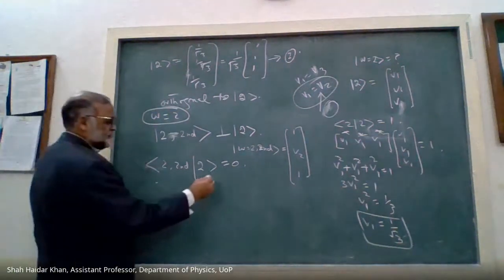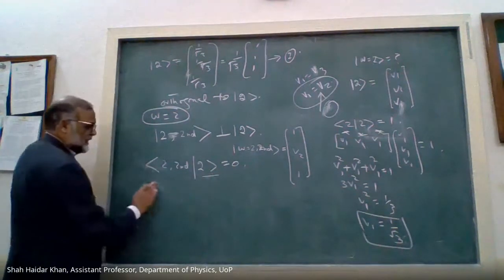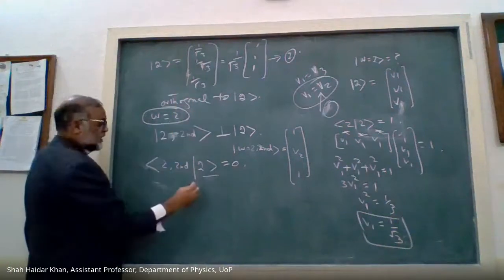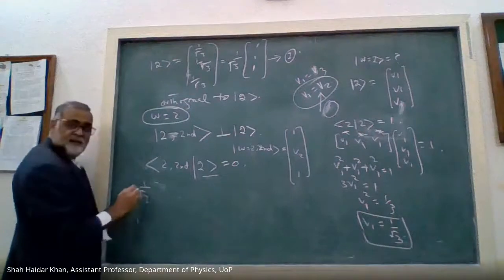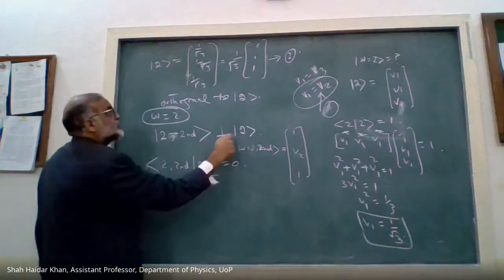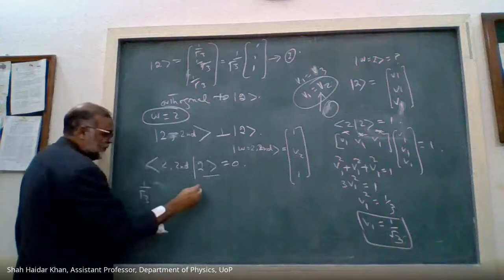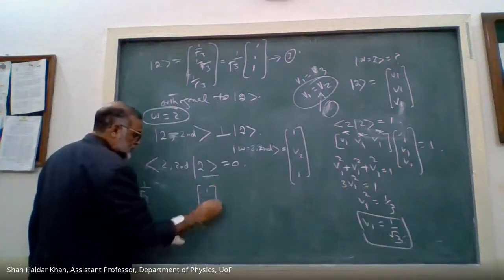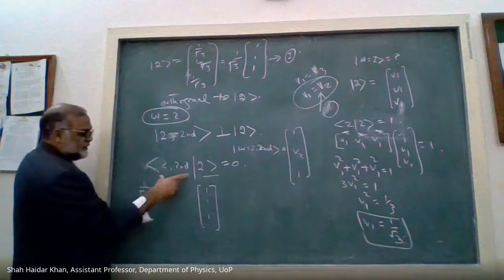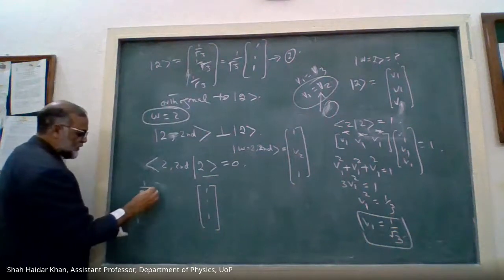Now what was here? Here it is 1 over square root 3. So I will write 1 over square root 3 here. Right? 1 over square root 3 here. And I will write this in the form of the same column, 1, 1, 1. I will write this in the form of a bra, which will be like this.